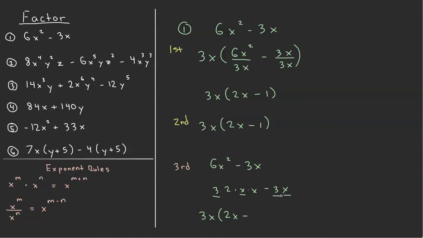And what happens when you divide 3x out of itself? Essentially, you have a 1 sitting here, kind of just being there. We don't really write it, though, when it's not needed. But 3x divided by the 3x we took out should be our 1. Okay, so either way we think about this, we're going to get 3x times 2x minus 1 as the factored form of 6x squared minus 3x. Okay, so that is number 1.